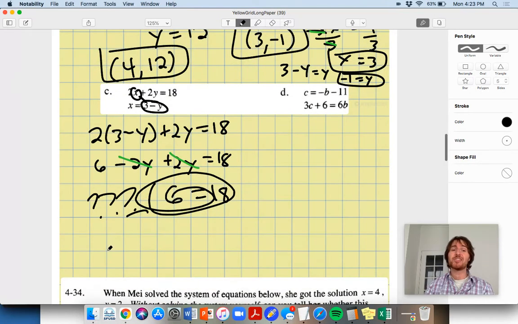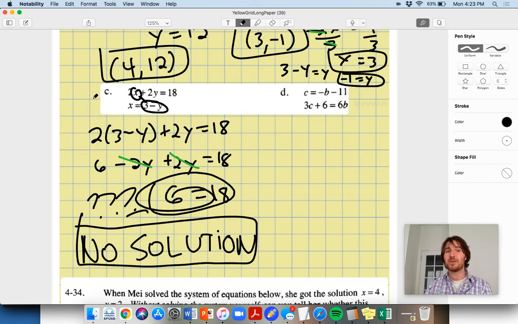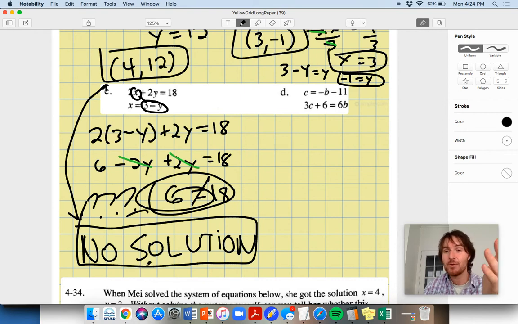Okay, so your answer to this one is that there's no solution, the empty set, no solution to this system. Okay, to C, there is no solution to that system. So the left side is a lot smaller than the right side. And that's true for the whole case here, right? 6 does not equal 18. So therefore, our answer is that we have no solutions to this.